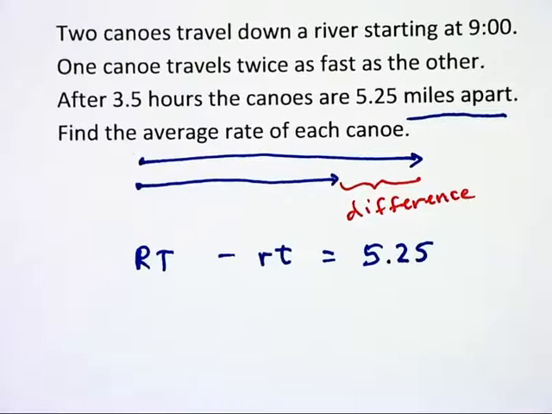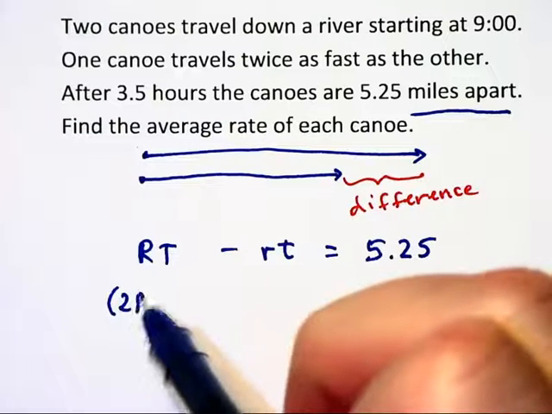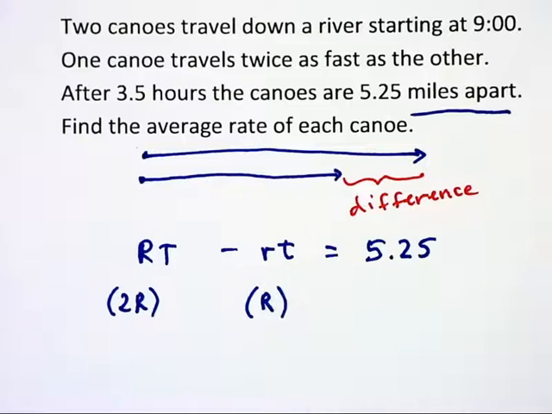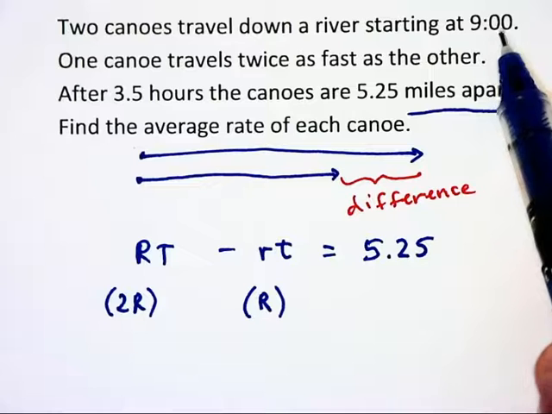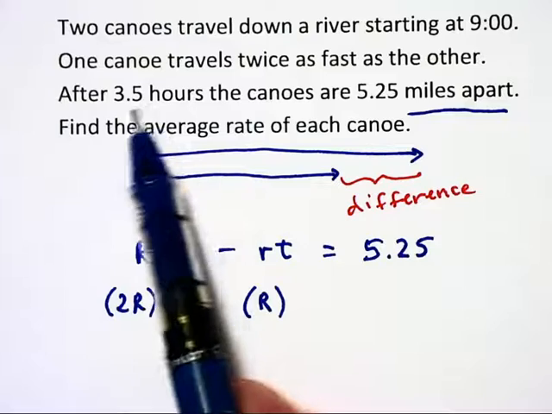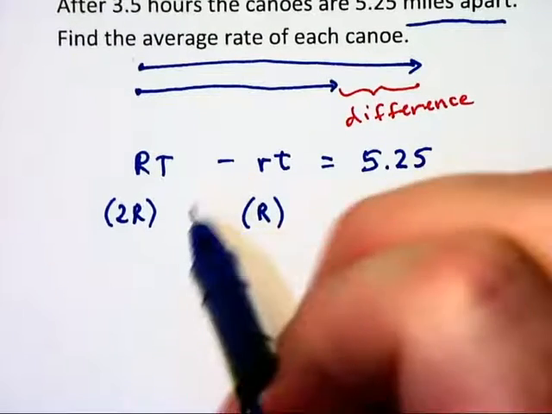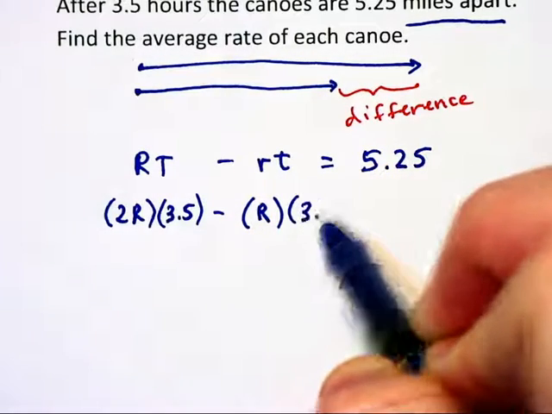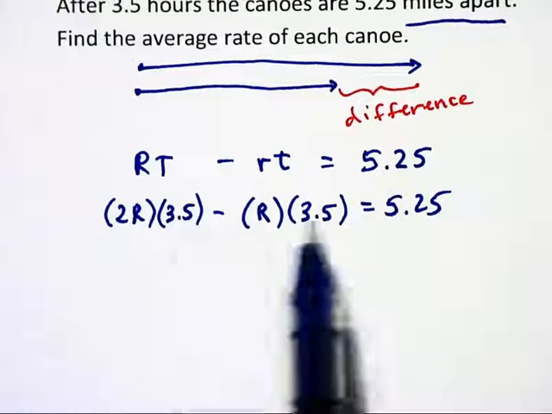Now one of them is traveling twice as fast as the other, so its rate will be 2r, and the other one will have a speed of r. And as far as time goes, we have a 9 o'clock start time, which is extra information there only to confuse you. And both of them are traveling for 3.5 hours, and no one had a head start. So let's substitute in 3.5 for the time on each of these vehicles or canoes. And let's see what we have.